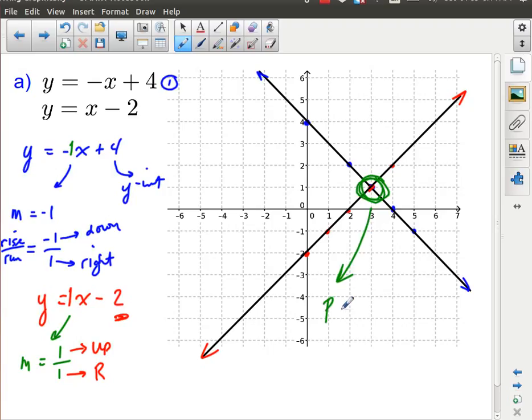Sometimes instead of writing out point of intersection, we'll just use POI to represent point of intersection. Or you could just go ahead and write the coordinates. What's the x coordinate of this point? It's 3. And what is the y coordinate of this point? It's 1. Okay? So they're solving a fairly simple system graphically.